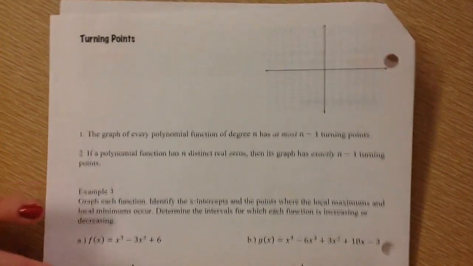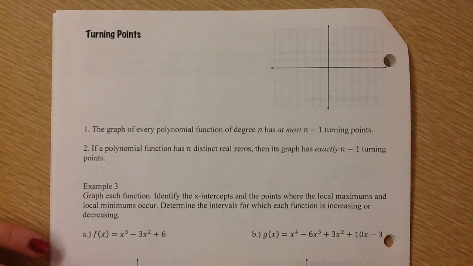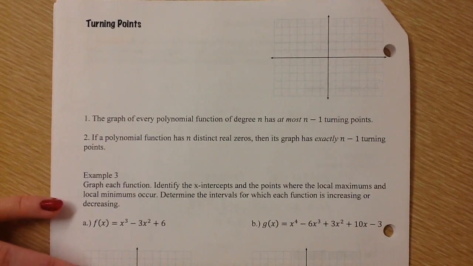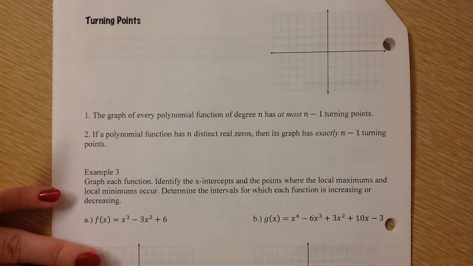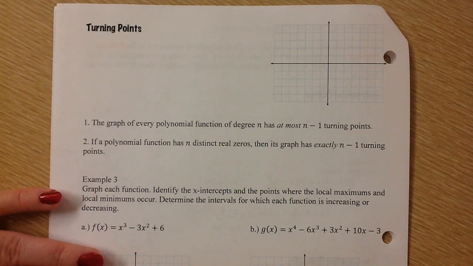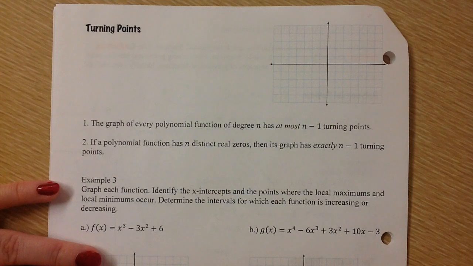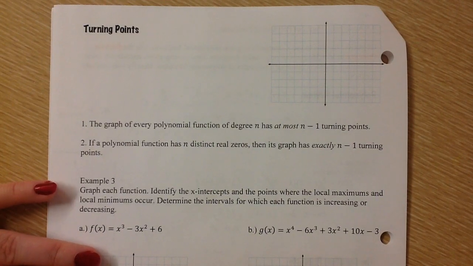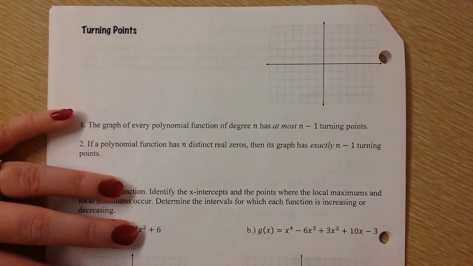Okay, section 4.8, part 2. We're on the second page of your notes. Today, in this part, we're going to be talking about turning points. Another important characteristic of a polynomial function is its turning points, which correspond to local maximums or local minimums.